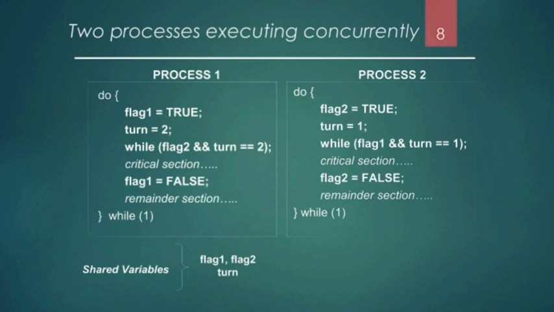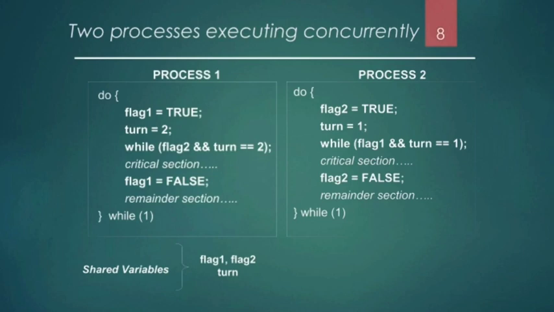Hence, one of the processes, let's say Pj, must have successfully executed the while statement, whereas Pi had to execute at least one additional statement. Let's suppose turn is equal to j. This is the additional statement. However, at that time flag[j] equals true and turn equals j, and this condition will persist as long as Pj is in its critical section. As a result, we can say that mutual exclusion is preserved because no two processes are executing in the critical sections at the same time.